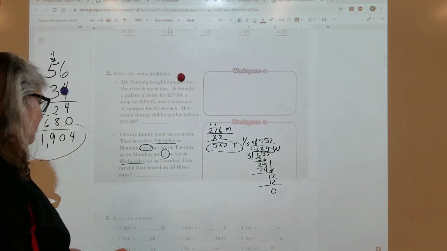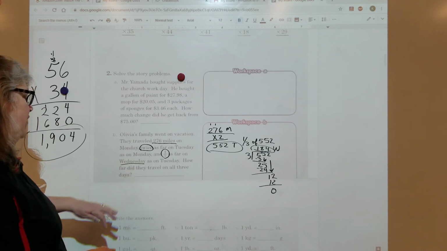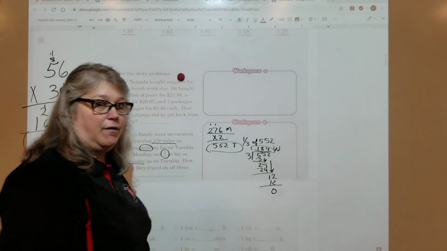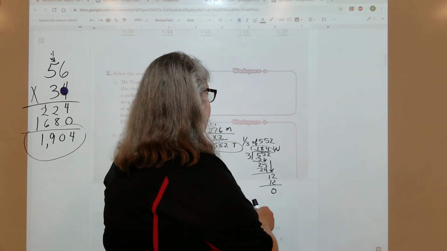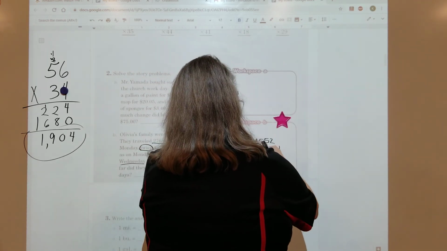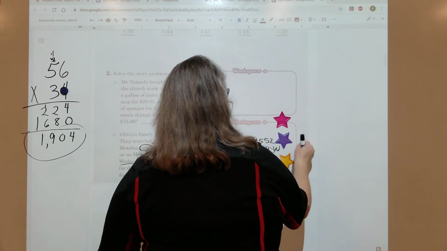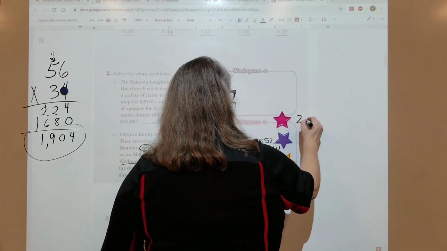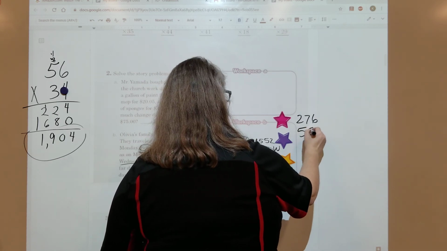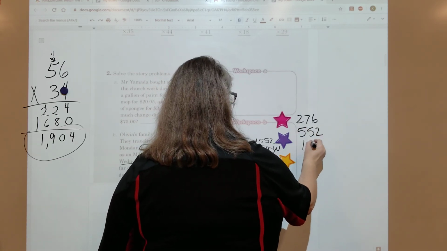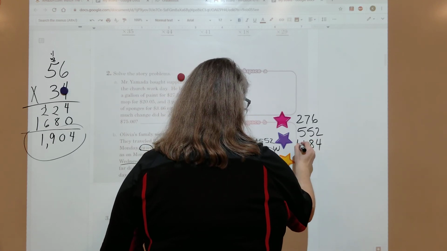Now, they want to know how far did they travel on all 3 days? So what are we going to do? If we need to know how far they traveled on all 3 days, we're going to have to add 3 days together. So let's do that. Monday is 276. Tuesday is 552. Wednesday is 184.